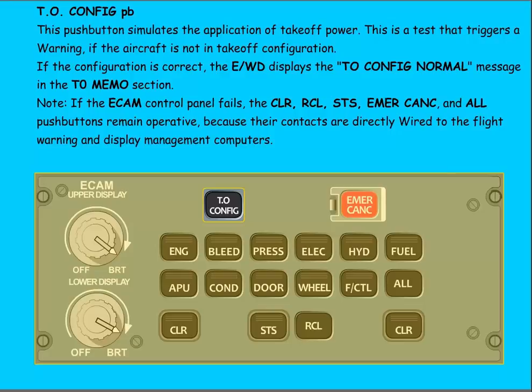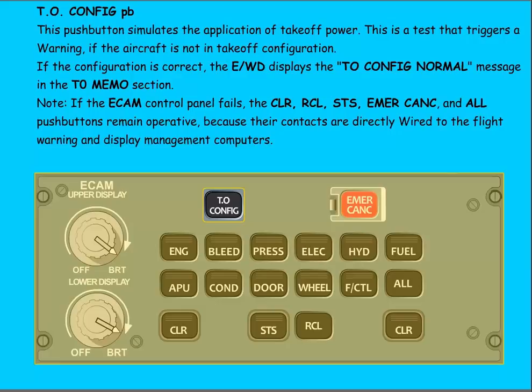TO CONFIG push button. This push button simulates the application of takeoff power. This is a test that triggers a warning if the aircraft is not in takeoff configuration. If the configuration is correct, the EWD displays the TO CONFIG NORMAL message in the TO memo section.